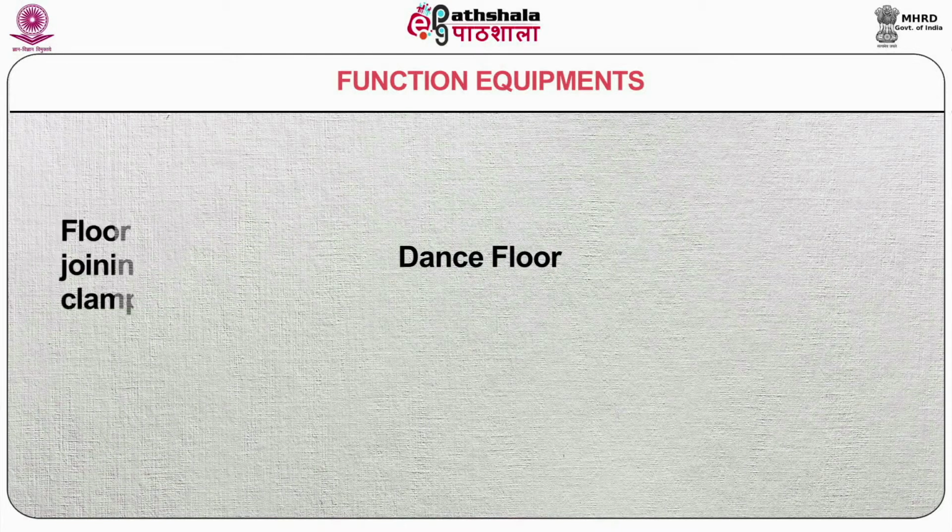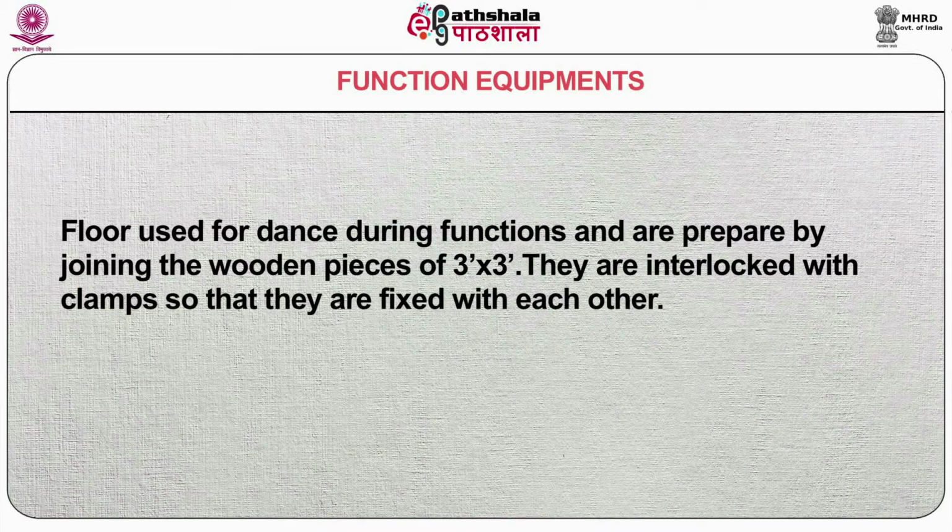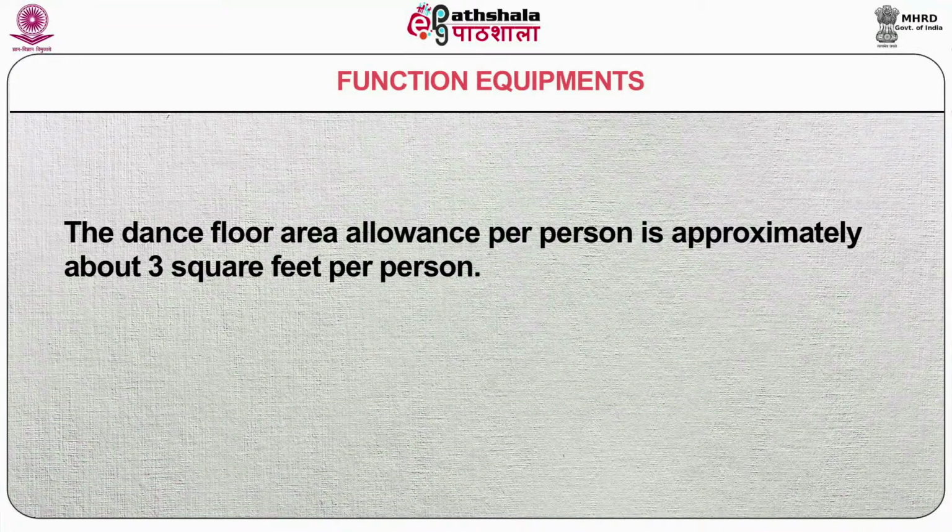Dance floor. Floors used for dance during functions are prepared by joining wooden pieces of 3 feet by 3 feet. They are interlocked with clamps so that they are fixed with each other. The dance floor area allowance per person is approximately 3 square feet per person.